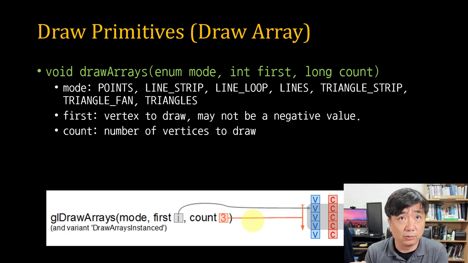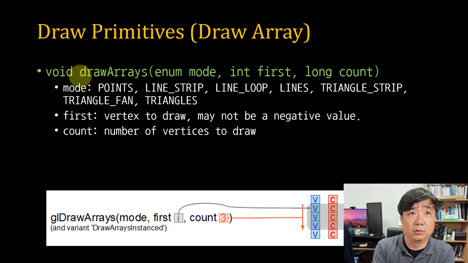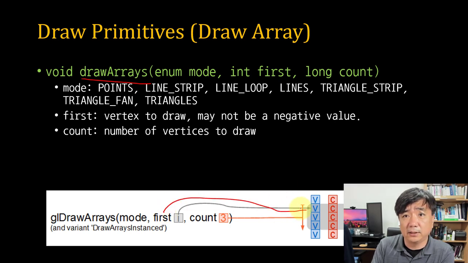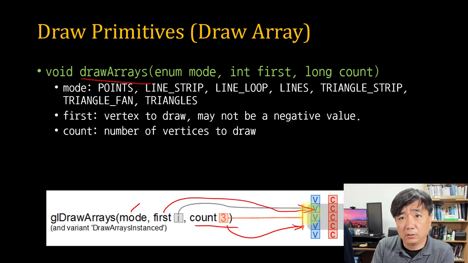We will review the draw primitives. With draw arrays, there is an array, we can set the first parameter and then draw with count, so we can draw only three. Mode can be lines, points, line strip, line loop, triangles, triangle fan, triangle strip. If mode is triangles and the first item is here, these three vertexes will make one triangle.